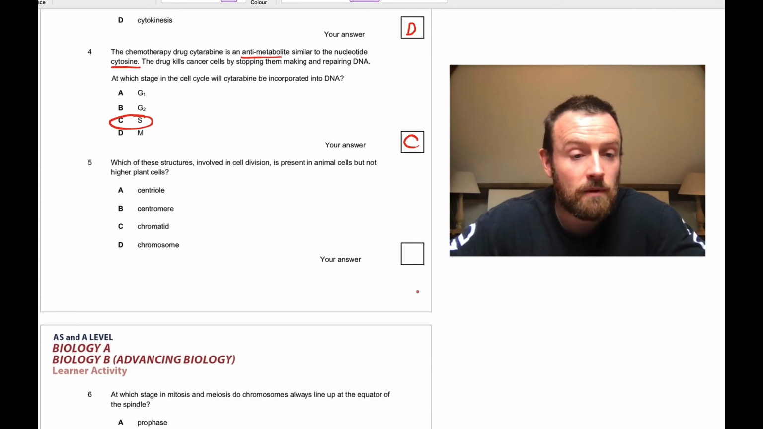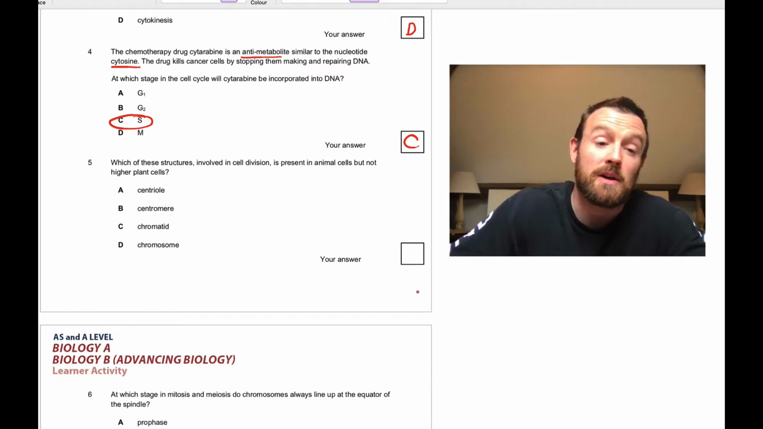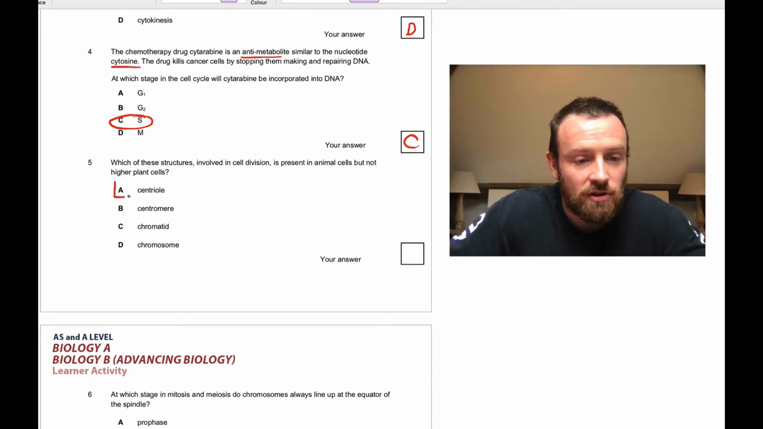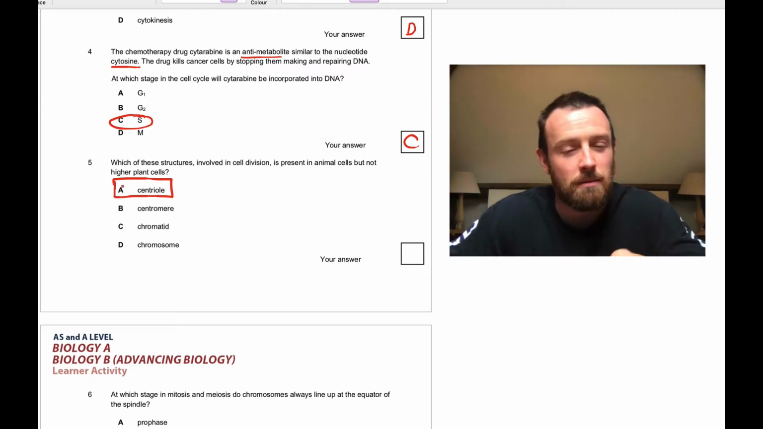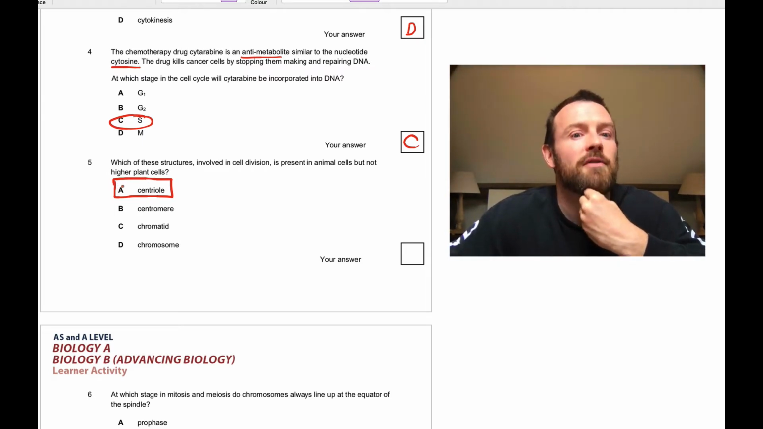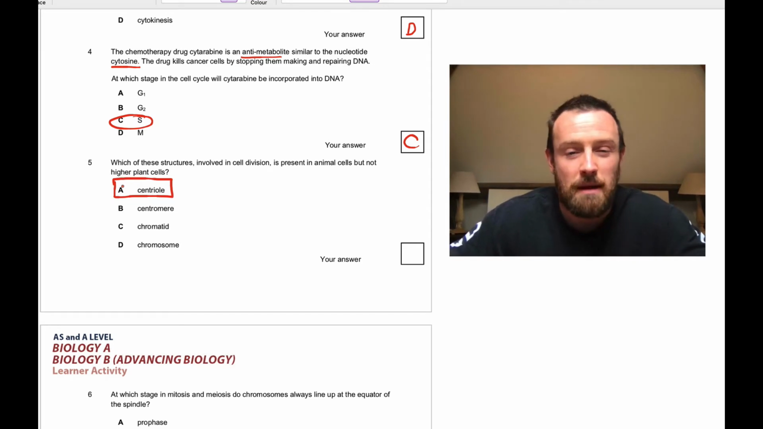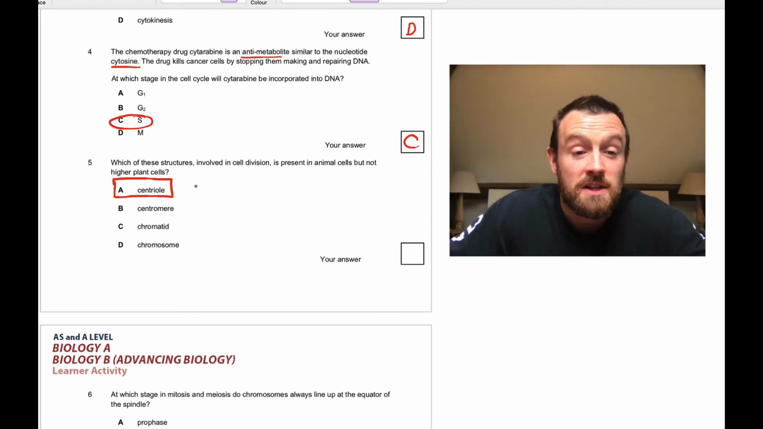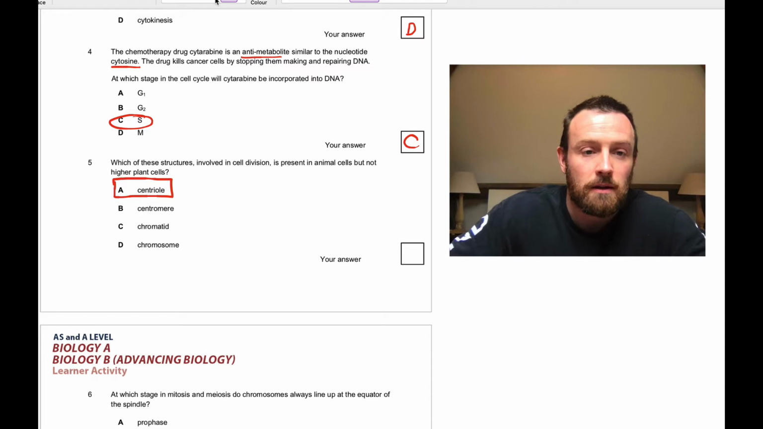Okay, 5. Which of these structures involved in cell division is present in animal cells but not higher plant cells? Okay, so this is the centriole. Now, I think actually this needs a bit of explaining because I didn't put it on my mind map. I think I meant to, but I forgot. So you should probably add this to your mind map. So the main difference is, let's make some notes on this real quick. Okay, I'll do it in green.